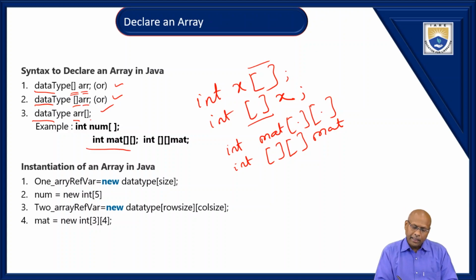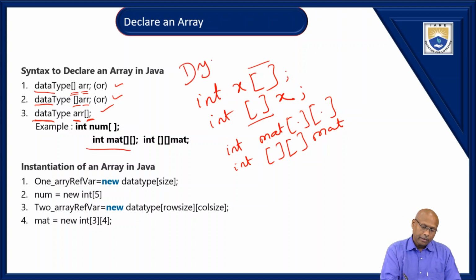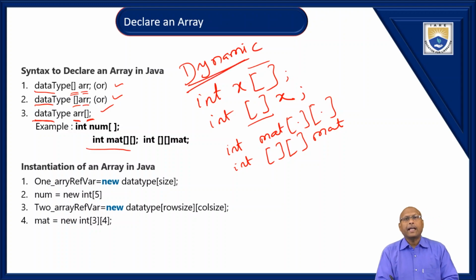So an array you can declare by using this syntax. What is the syntax? First data type, then the name of the array, then the array symbol. The array symbol is the square bracket symbol. Similarly, how to initialize, how to instantiate, that means how to allocate memory. And remember, array requires dynamic memory allocation.